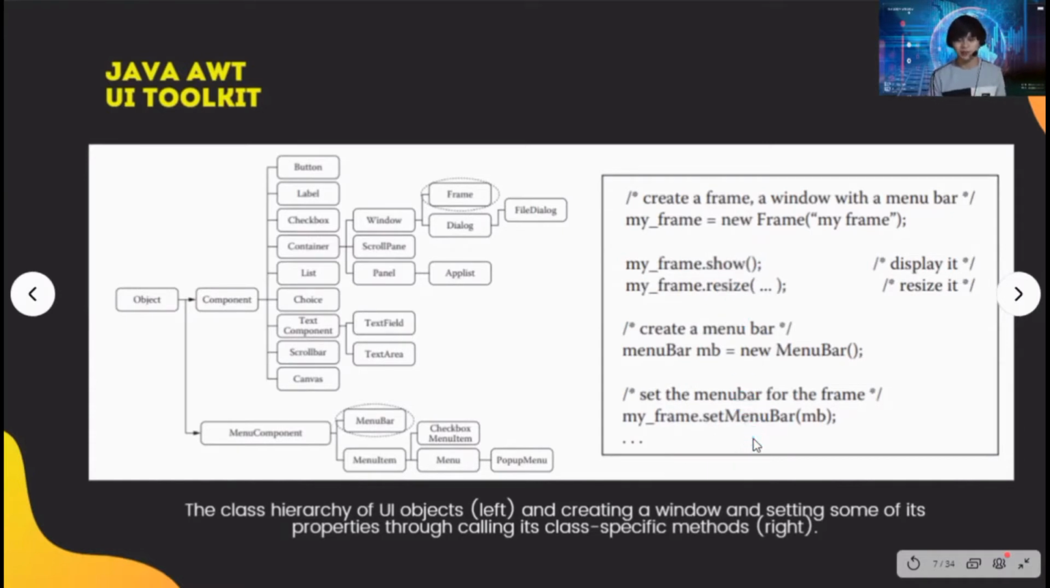It would be very hard if you don't have this programming language knowledge, but this is how it is being made. So just get the idea. This is the hierarchy of the UI objects, creating a window and setting some of its properties through calling its class specific methods. What happens in here is that the show method will display it, and the resize method will resize it. This really involves programming knowledge of methods.